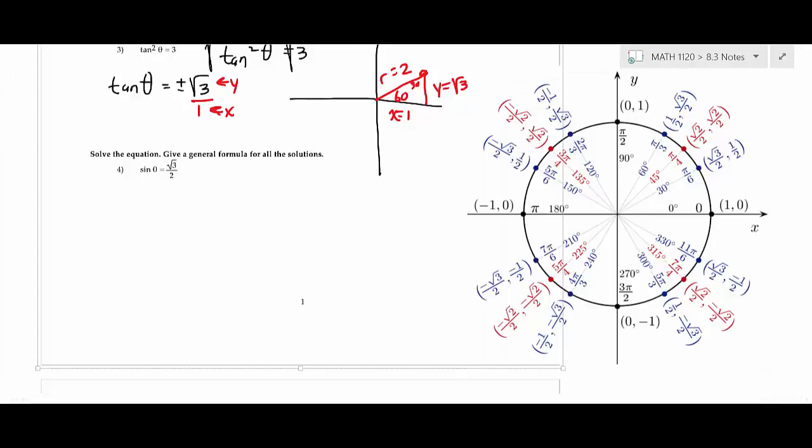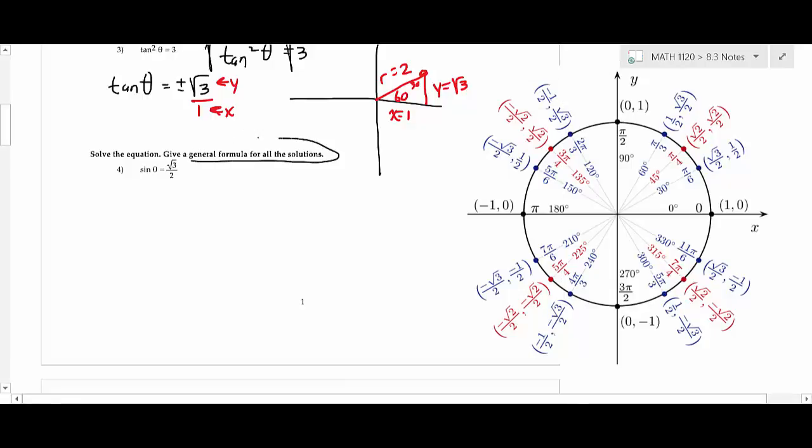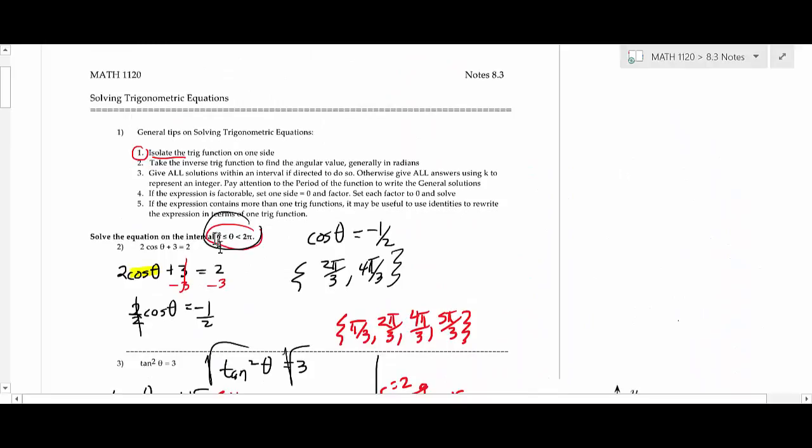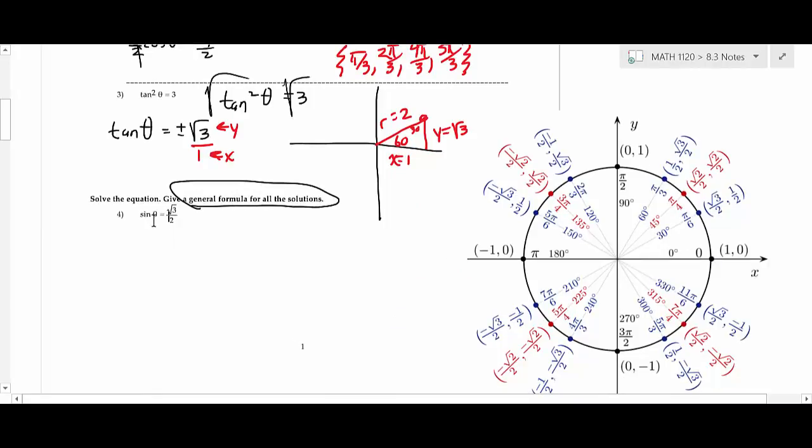Okay, first thing we're going to do on this one is give a general formula for all the solutions. We didn't do that last time. On the previous 3 problems, we solved it on the interval 0 to 2 pi. If I have you solve an equation, I'm generally either going to say I want all the answers on an interval, or I'm going to say give me a formula for all the answers, because this trig equation has an infinite number of answers. Okay? So let's take a look at how this would go.